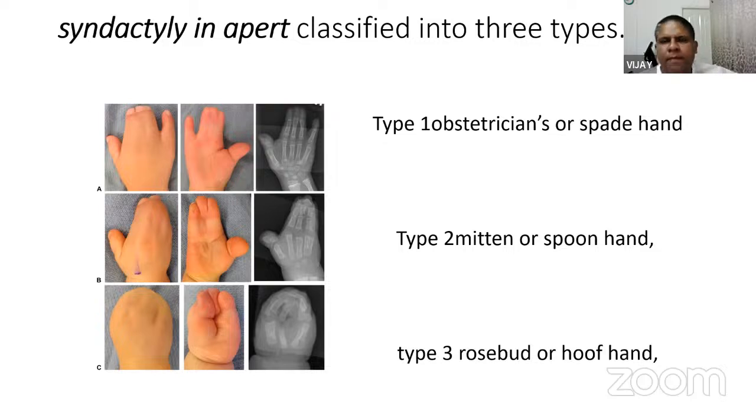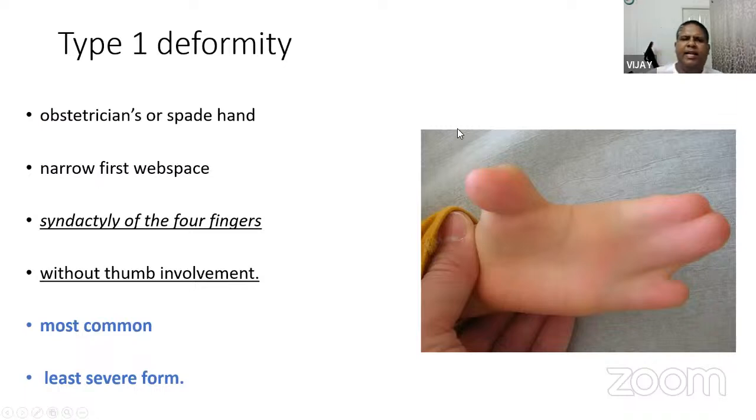type 1 is the obstetrician's or spade hand. Type 2 is the spoon hand. Type 3 is the rosebud or hoof hand. In type 1 deformity, the first web space is normal, okay, but the next space is narrow.